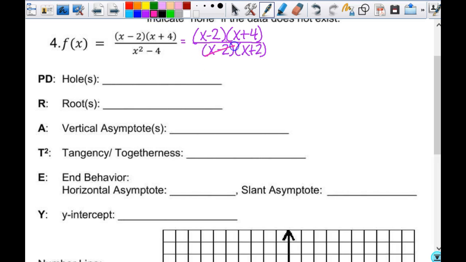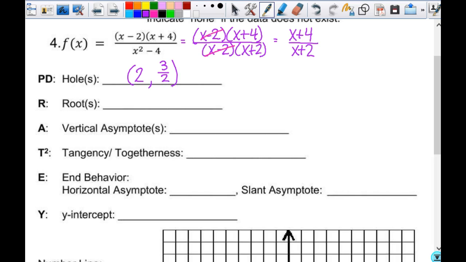This x minus 2 is a common factor, so that's going to cancel out, but that tells me that I have a hole, and the hole, the x value is 2. And then my simplified form is x plus 4 over x plus 2. So when I plug that 2 in there, that's going to give me 6 over 4, which is 3/2. So this is the hole on my graph.